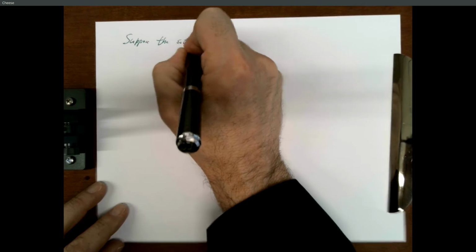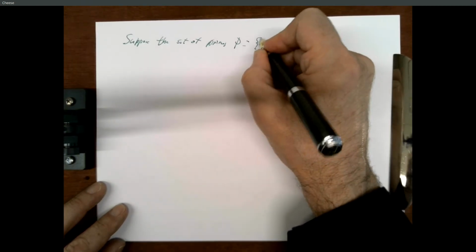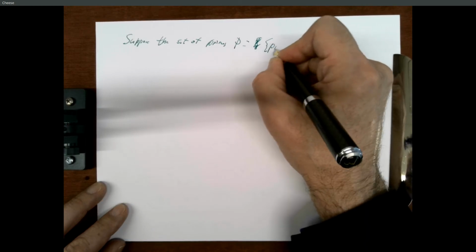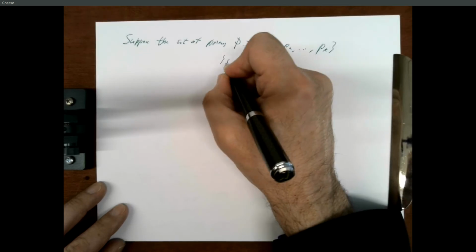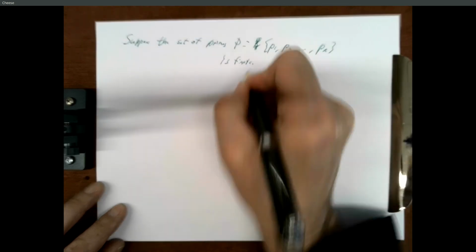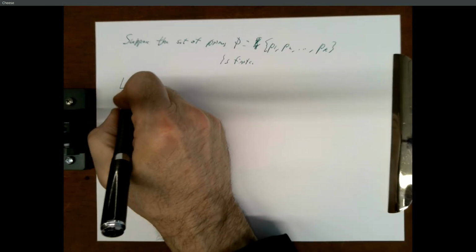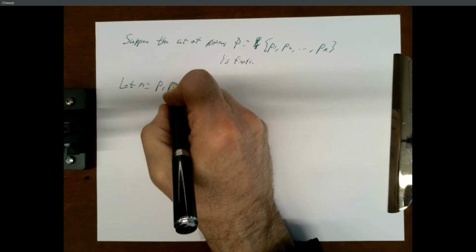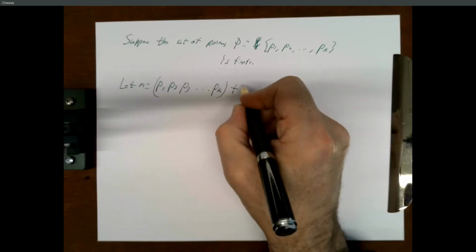Suppose the set of primes P equals {p1, p2, ..., pk} is finite. Suppose there's only a finite number of primes, and there's k of them, let's say. And so I can make a finite set P containing all the primes. Okay, well, let n equal the product of all primes plus 1.